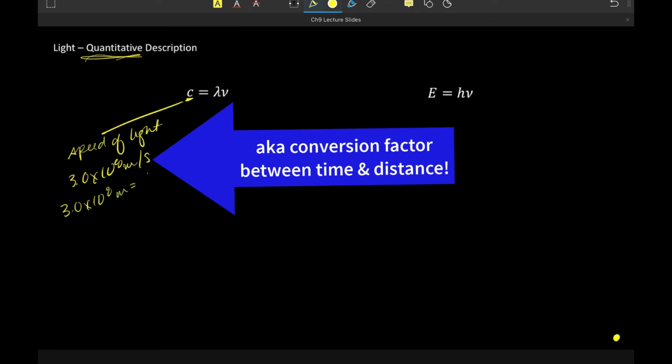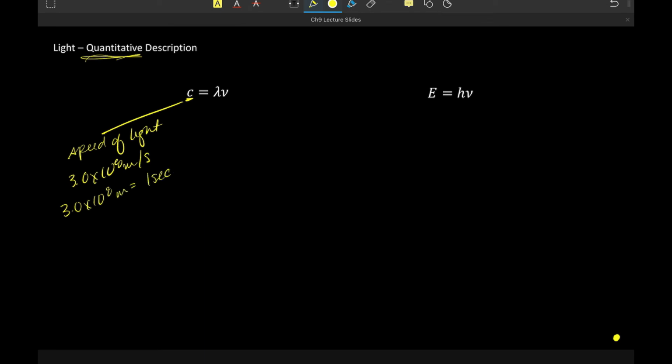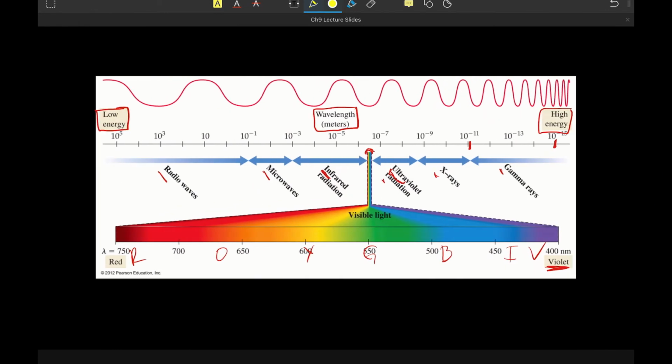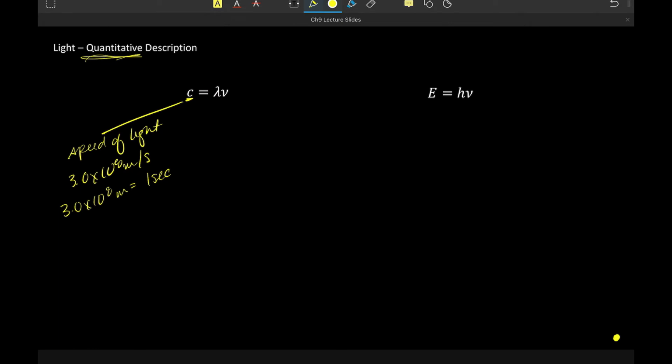Meters equals 1 second, right? Either way is fine, but that's the speed of light. That is the speed at which all light moves, right? So every single type of radiation on this page moves at that exact same speed, okay?